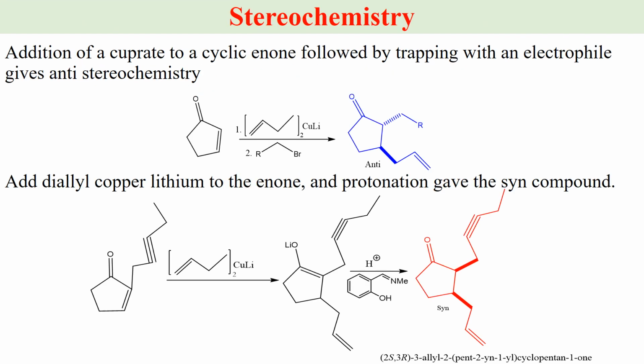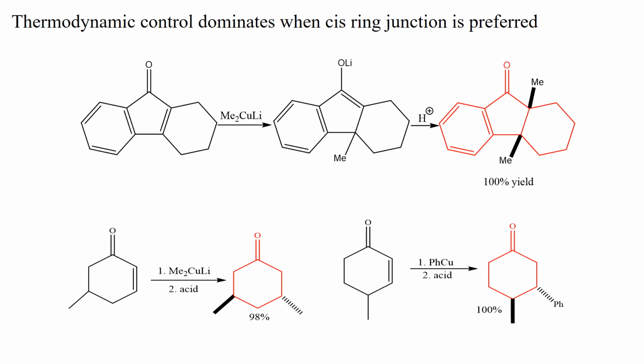Here is the stereochemistry. Addition of cuprate to a cyclic enone followed by the reaction with an electrophile gives anti-stereochemistry. But when one side group is already in place, addition of diallyl copper lithium followed by the protonation gives the syn compound, as shown in the second example. When the thermodynamic control is dominant, the cis ring junction is preferred, as between the flat 5-membered and 6-membered rings. The molecule prefers a folded conformation.